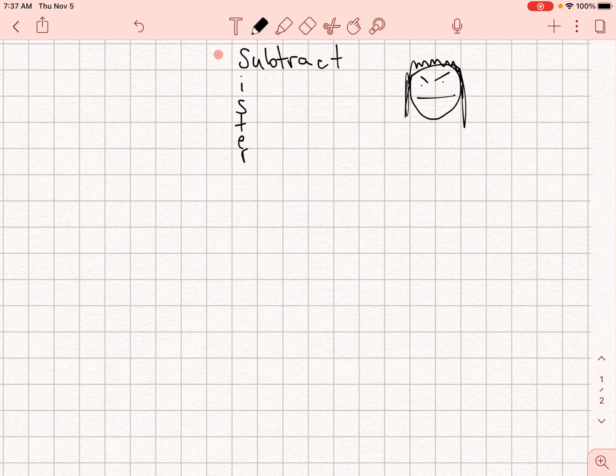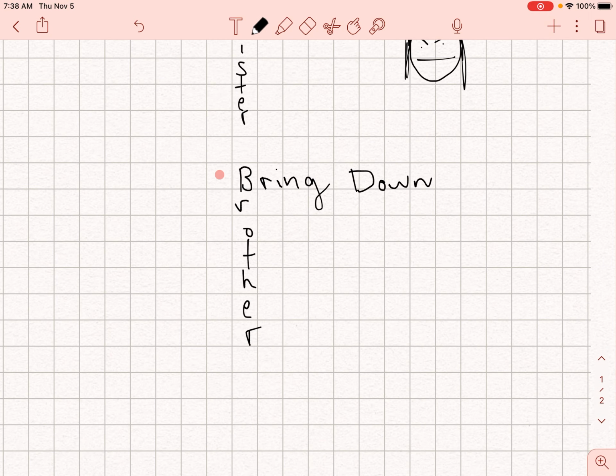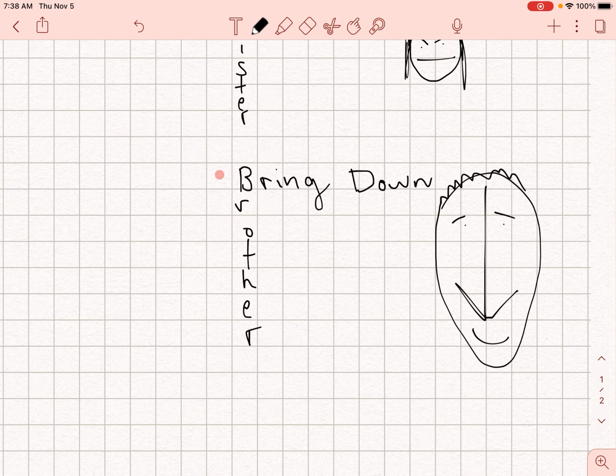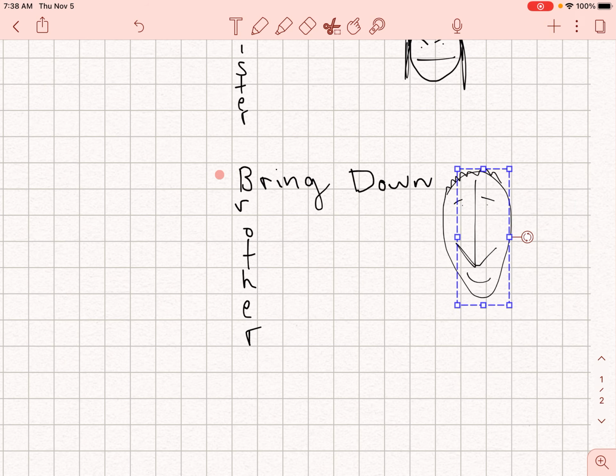Next comes brother. And brother stands for bring down. That was brother. Oh, brother. Bring down. I like to draw this little arrow here. Actually, it's a straight arrow, like this. And the arrow kind of makes his nose. There's our picture of our brother here. Oh, lost his eye.